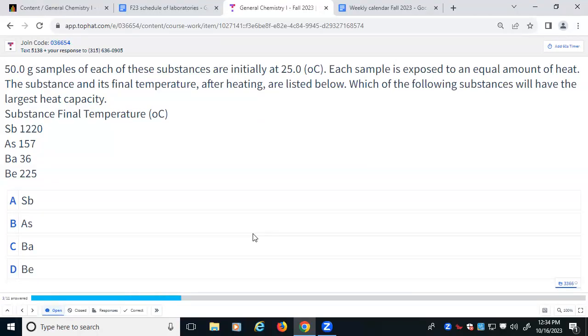So I'll give you about 30 seconds or so, maybe a couple more to get logged in.